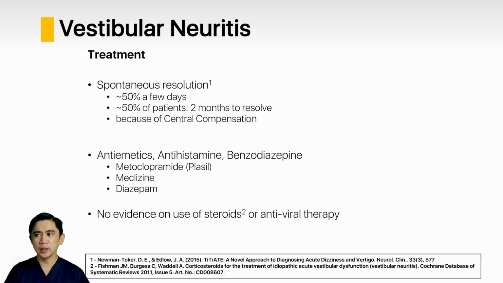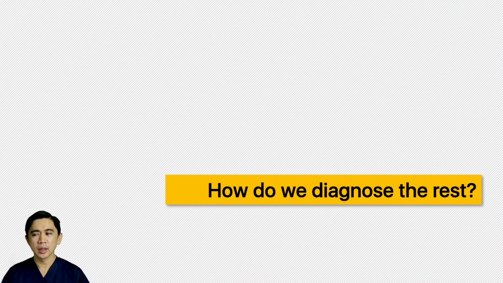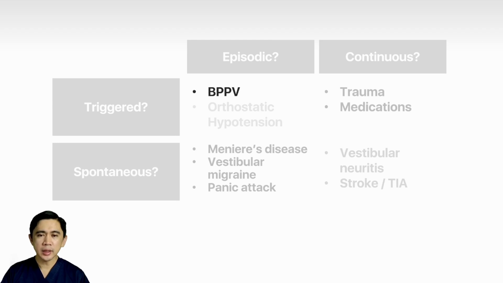So at this point, we should know how to rule in or rule out vestibular neuritis as well as stroke. So how do we diagnose the rest? Let's go first to episodic and triggered. And the first item here is BPPV.